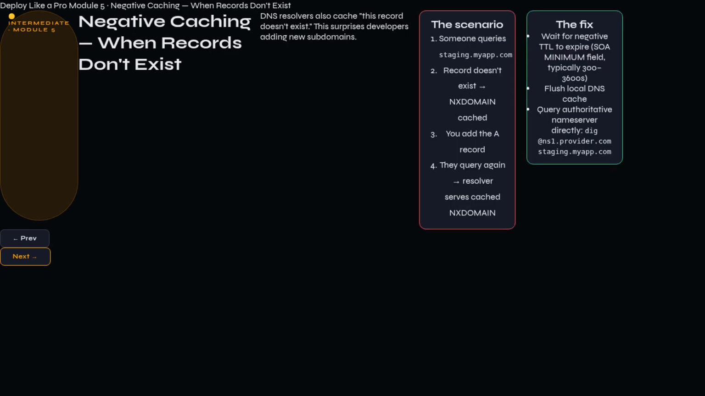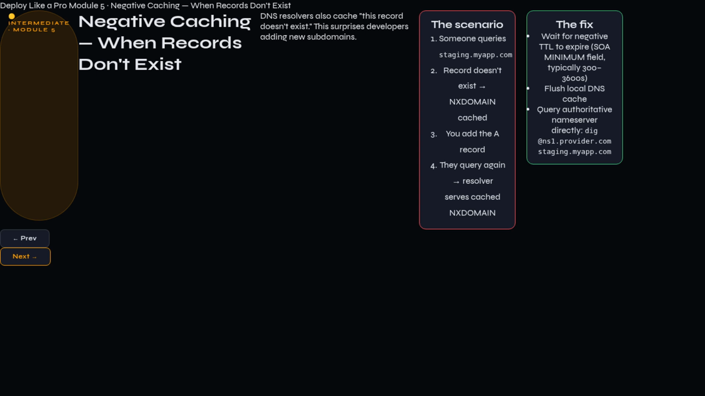There's another form of DNS caching that surprises developers: negative caching. This is caching of the fact that a record doesn't exist. When a DNS resolver queries for a record and gets NXDOMAIN, no such domain, or an empty answer, it caches that negative response. For a configurable time, the negative TTL, defined in the SOA record, it serves the cached "doesn't exist" response without requerying.